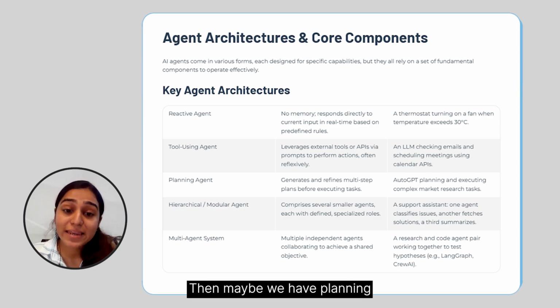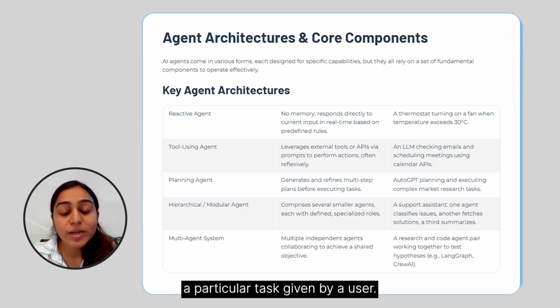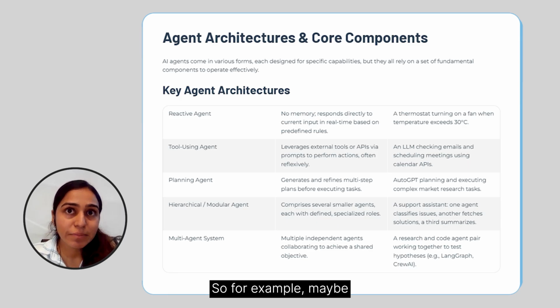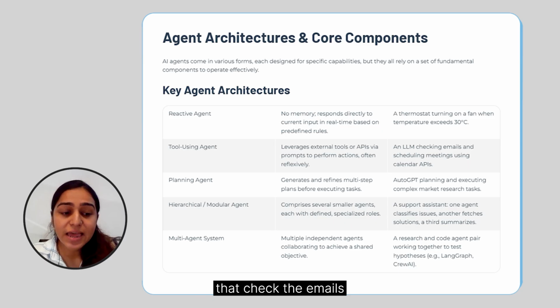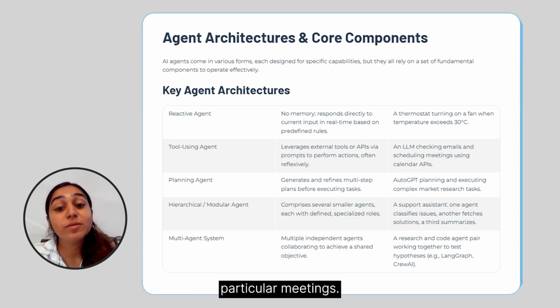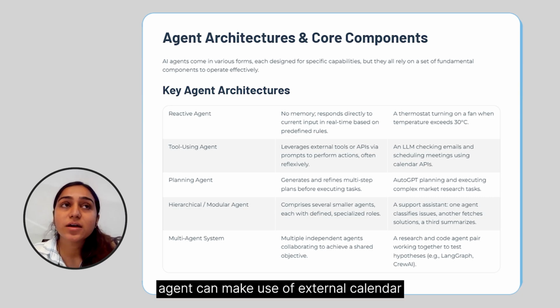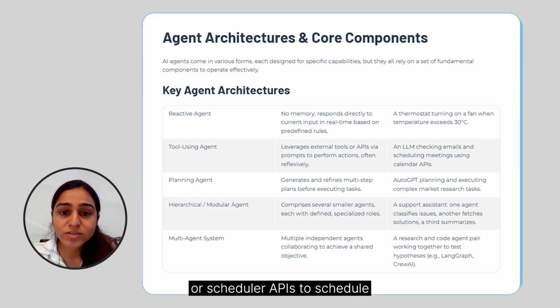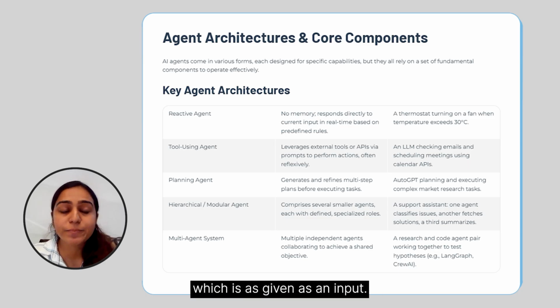Then maybe we have planning agents and tool based agents. So the tool based agents use external tools or APIs to perform a particular task given by a user. So, for example, maybe an agent can be designed that checks the emails and based on that schedules particular meetings. So here the tool-based agent can make use of external calendar or scheduler APIs to schedule the meeting based on the emails which are given as an input.